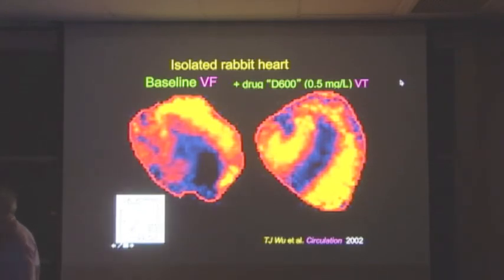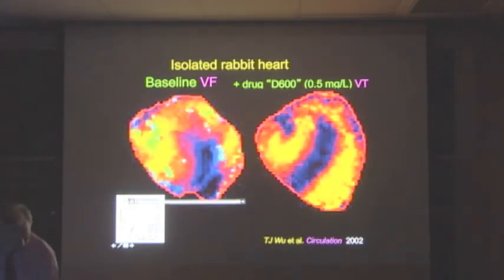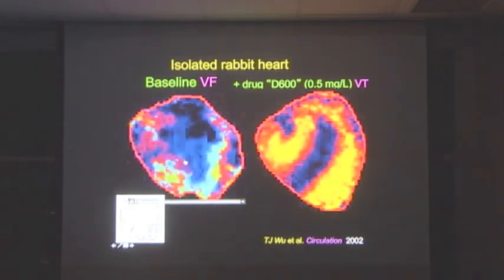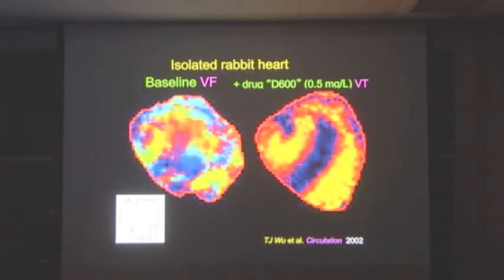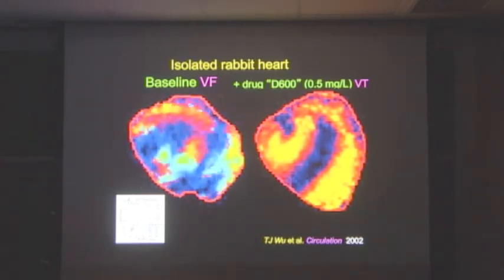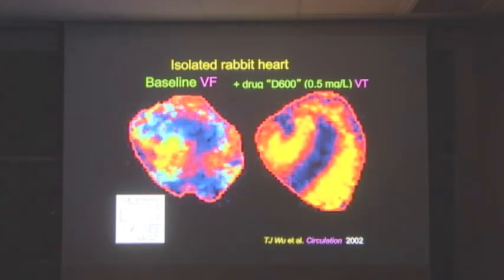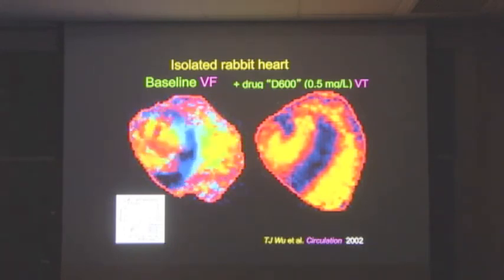Then T.J. Wu, who was a fellow of Ping Chen, and is now the head of cardiology at National Taiwan Hospital, did a stunning experiment where he took a rabbit heart, with voltage-sensitive dye. He did S1, S2, rapid pacing, which immediately induces fibrillation. You see here the waves are coming from the left. Now they're not. Now there's a little bit of rotor motion there. This is fibrillation. This is incidentally a perfused Langendorff, so this can go on for a long time.